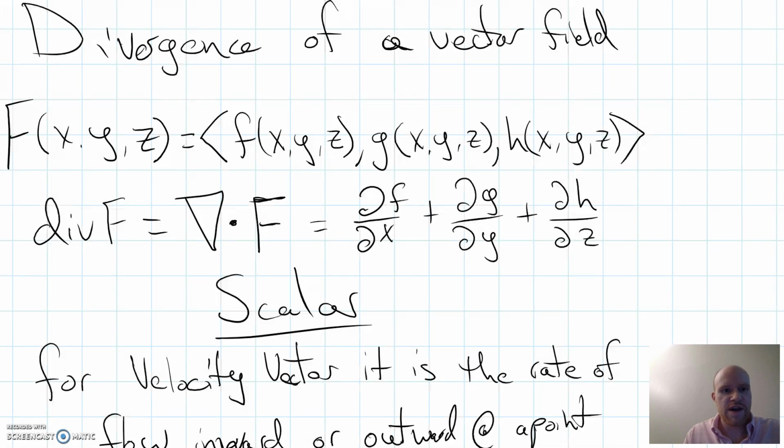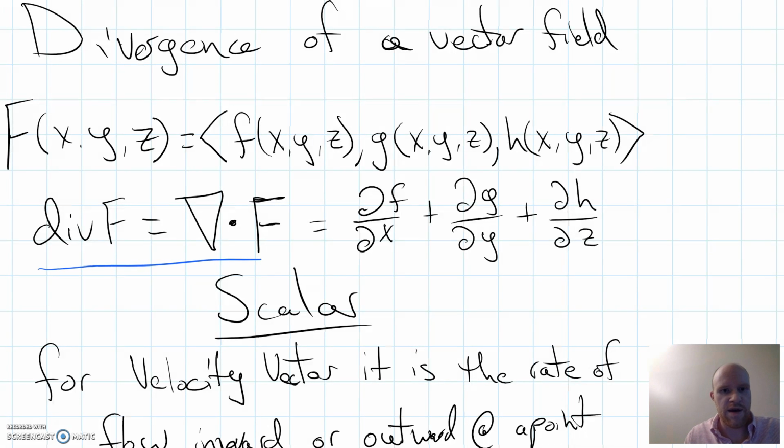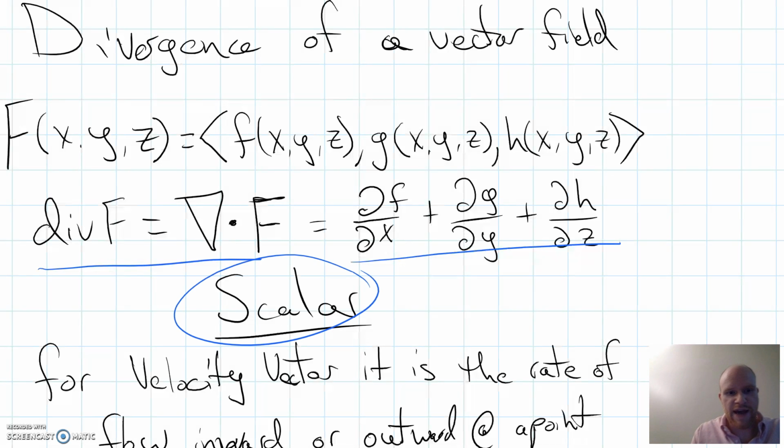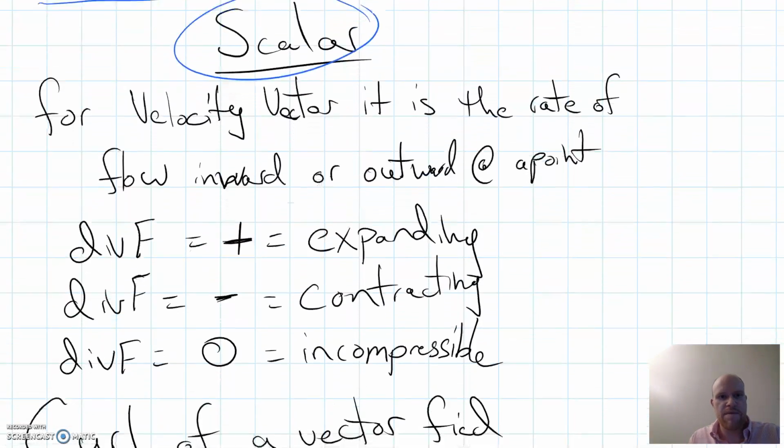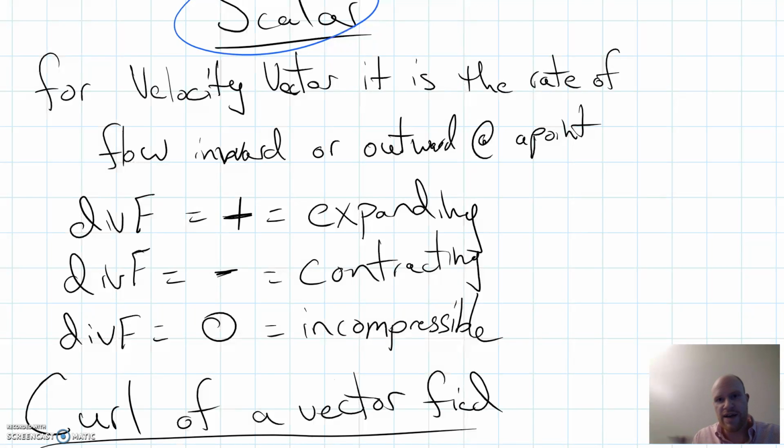Last part of this week's discussion, starting with the divergence of a vector field. Now, the divergence boils down to the dot product of the gradient and the vector field function, and that equals this partial differential expression, which in the end is a scalar. Now, this scalar actually is very powerful because for a velocity vector, it is the rate of flow inward or outward at a point.